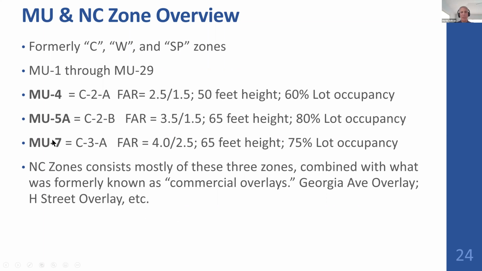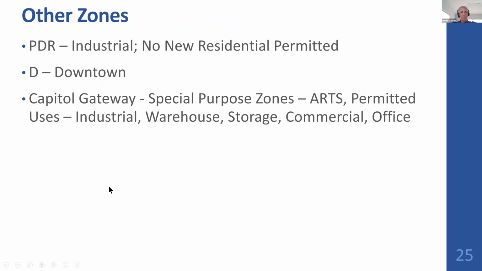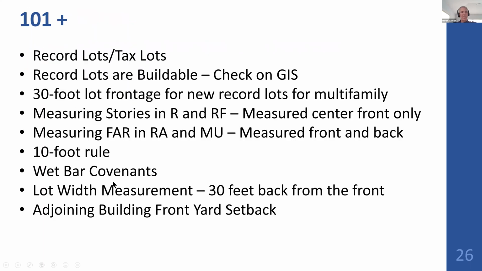NC zones are mostly these three zones with overlays. George Avenue overlay, H Street overlay make up a large portion of those NC zones. As mentioned, there are some other zones which I didn't cover in this 101 plus. So I'm going to go over a couple of the items that come up for me a lot.